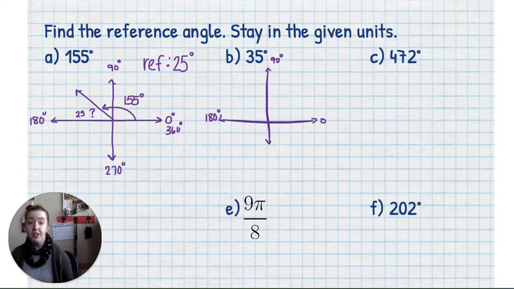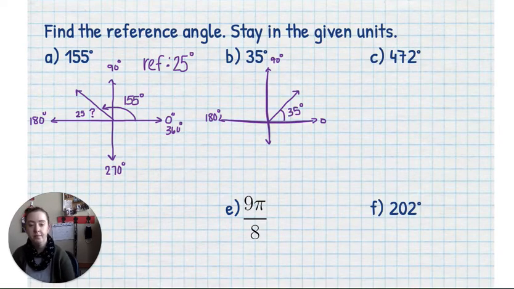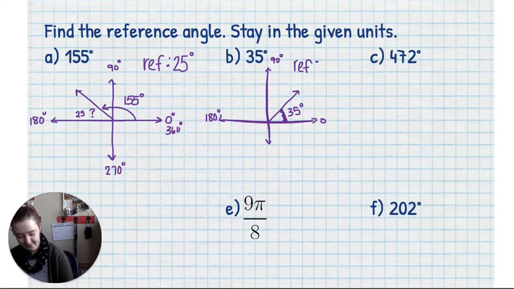So 35 degrees is less than 90 degrees, so it's going to be somewhere in here. Now what you might notice is that 35 degrees is already positive, acute, and is the angle formed with the x-axis, right? So 35 degrees is its own reference angle. It's 35 degrees.